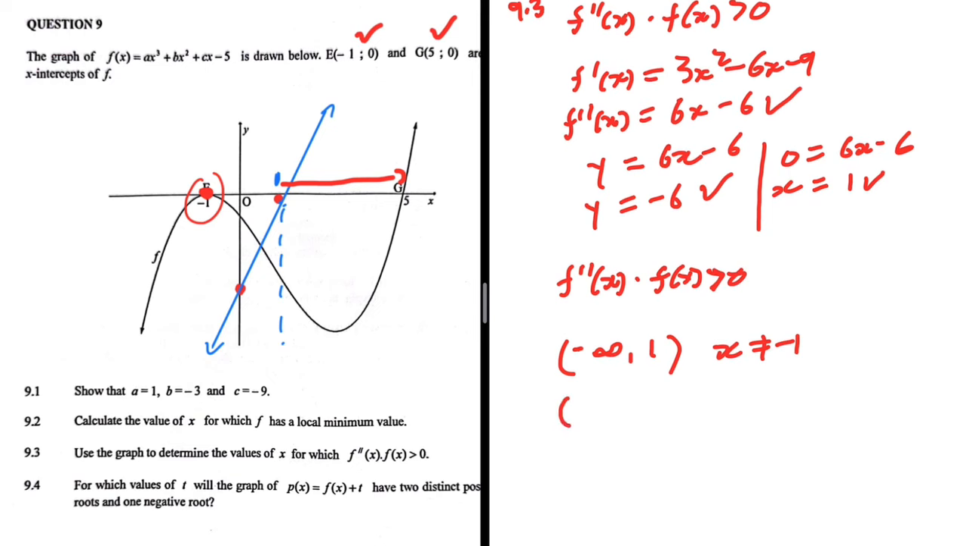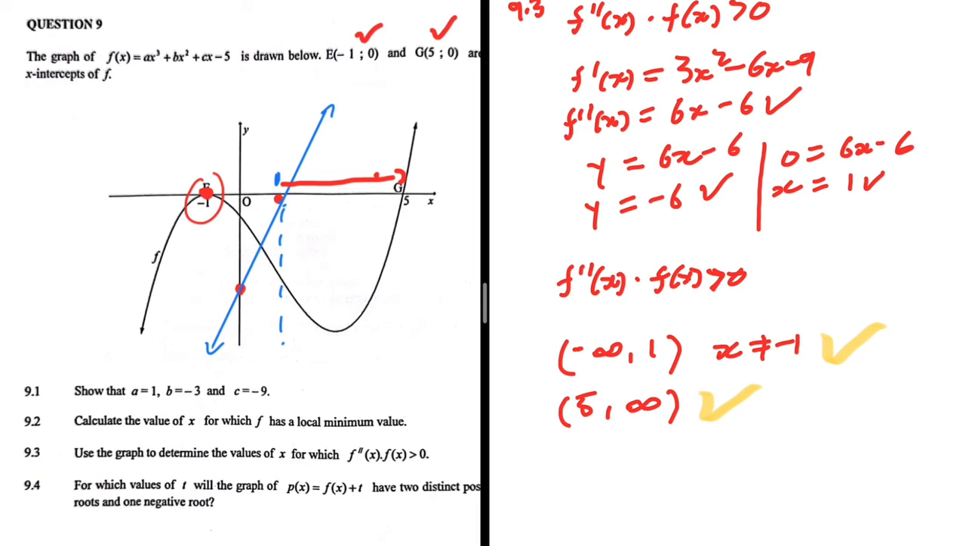But let's take a look at from 5 to infinity. From 5 to infinity, we don't have any issues. Both of them are positive. So from 5 to infinity, our condition is satisfied. We are not including 5 because f of x is 0 when x is equal to 5. So we cannot include 5 as part of our solution because we need our product to be greater than 0 and not equal to 0. So this is our solution for 9.3. I don't know how you can deduce this without actually finding the second derivative.